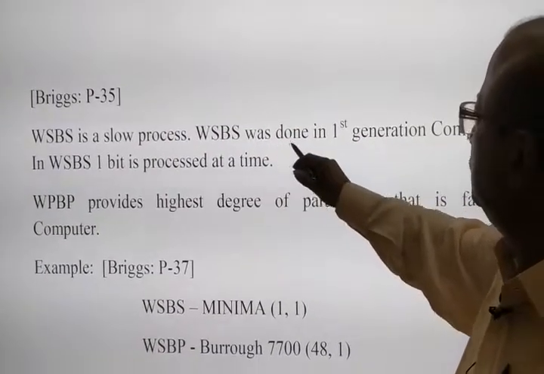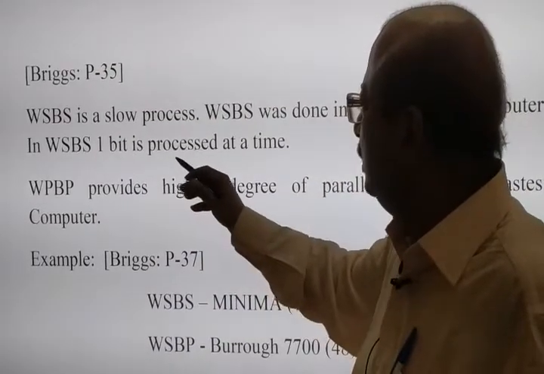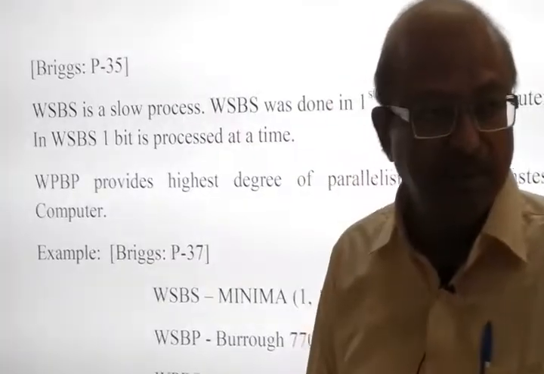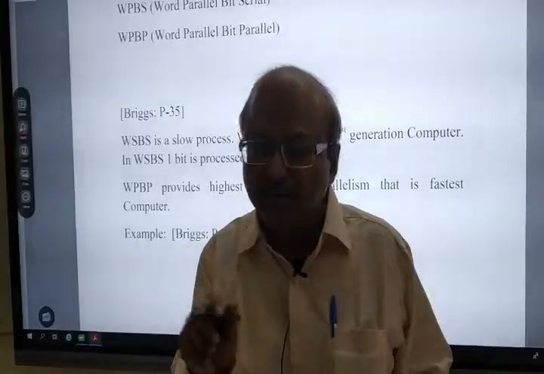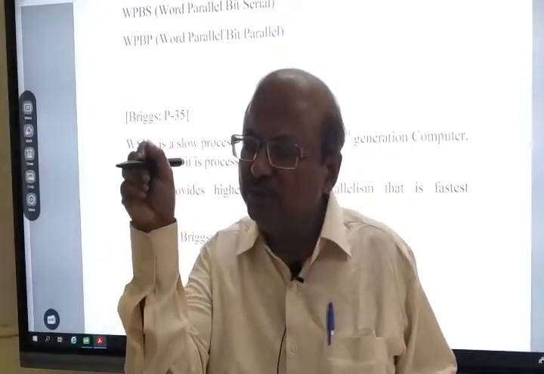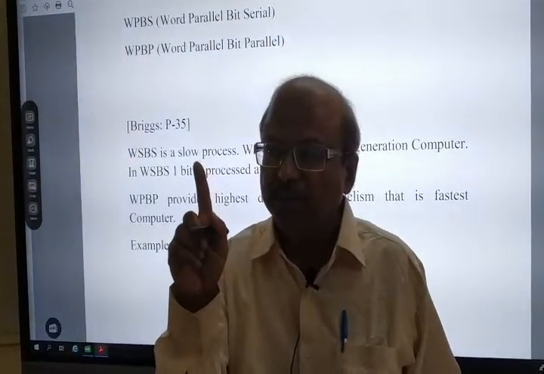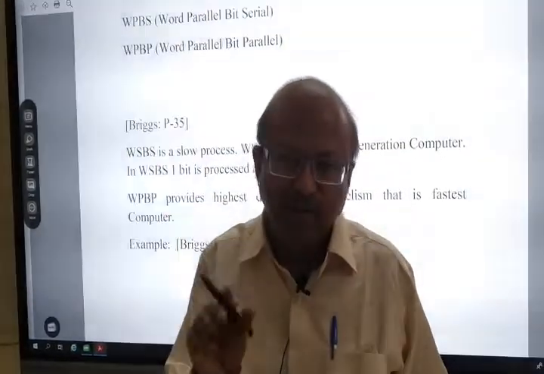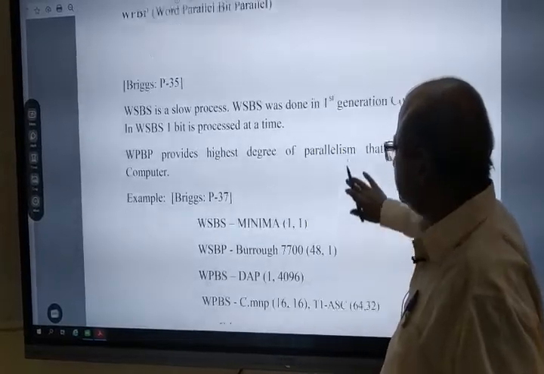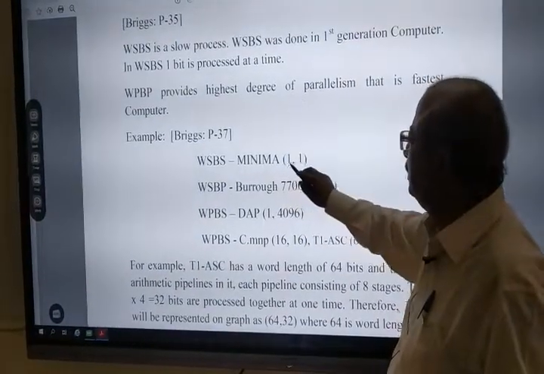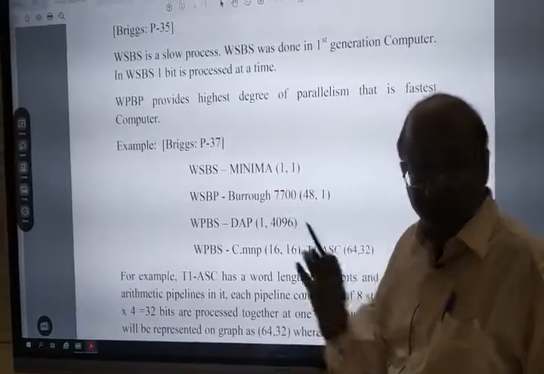Word serial, bit serial was done in first generation computers. In word serial, bit serial, one bit is processed at a time. That means the word length and the bit slice length both are 1. One word is there of length 1, second word, all the words are of length 1. So in this way, an example of word serial, bit serial computer is MINIMA 1 1. This is the name of a computer.